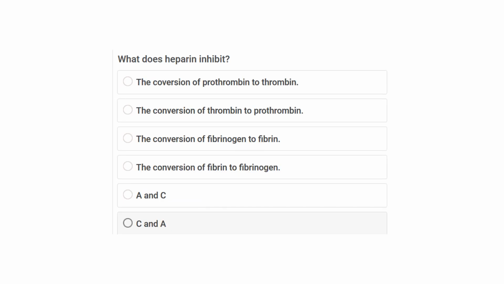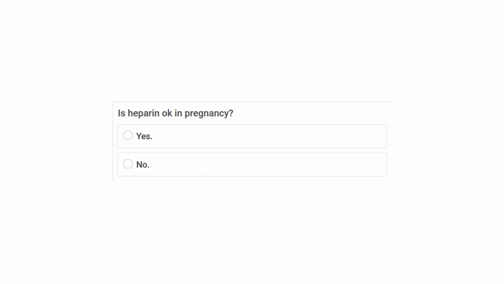What does heparin inhibit? Is it inhibiting the conversion of prothrombin to thrombin, thrombin to prothrombin, fibrinogen to fibrin, or fibrin to fibrinogen? Sometimes A and C are correct or C and A can be correct. So think about it, go through the previous lecture of heparin and answer this question. Third MCQ is: is heparin okay in pregnancy, which means is it safe in pregnancy? Obviously, you all should know and you should be able to answer this with closed eyes.